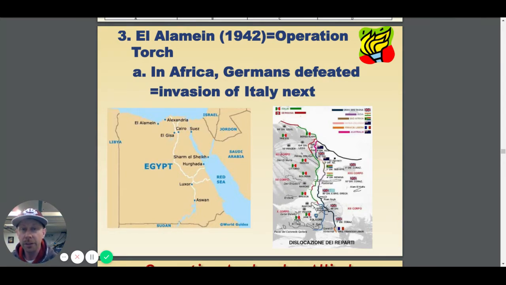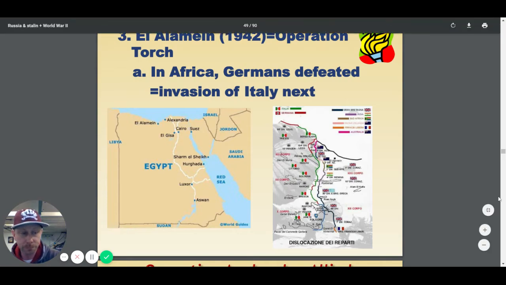This is where the coalition of Axis forces are eventually defeated here in Africa, and it slows down their invading forces as they're trying to invade throughout the world.